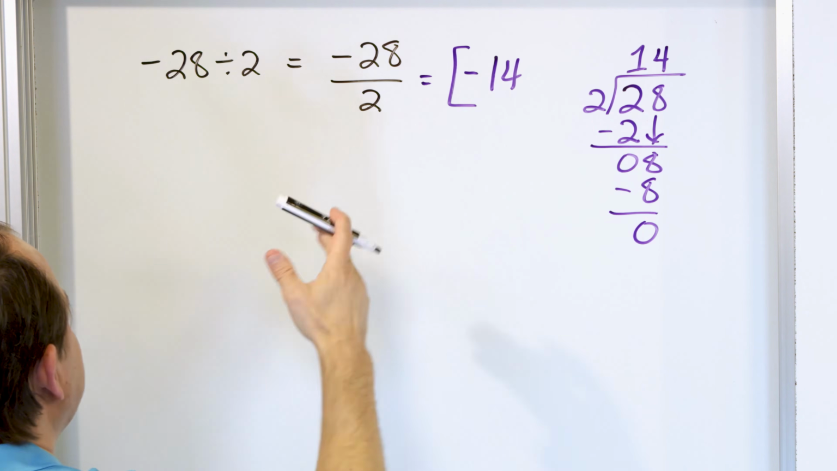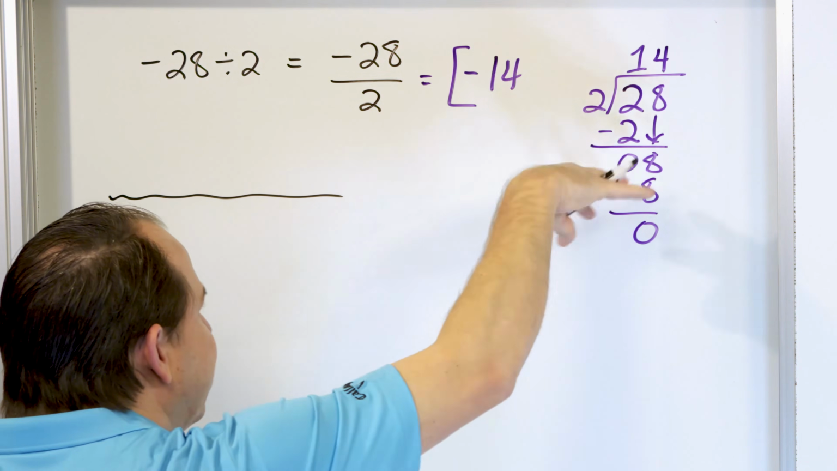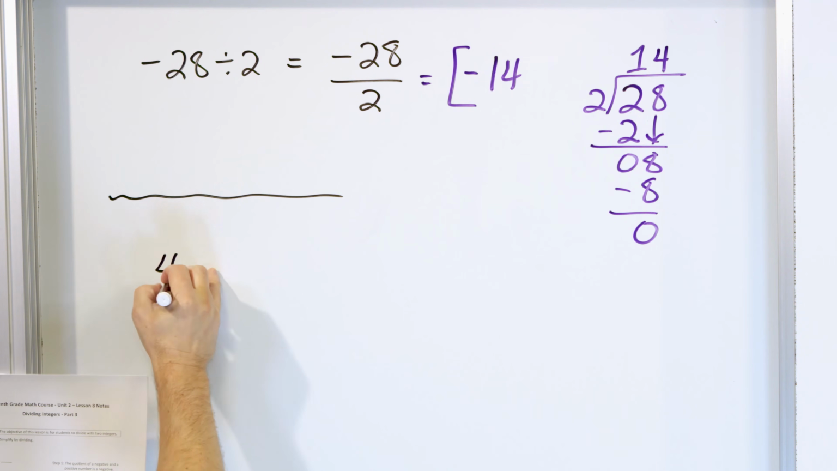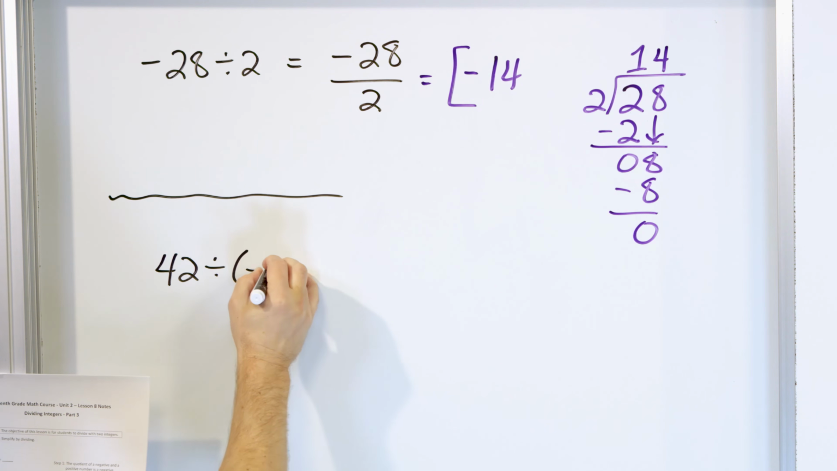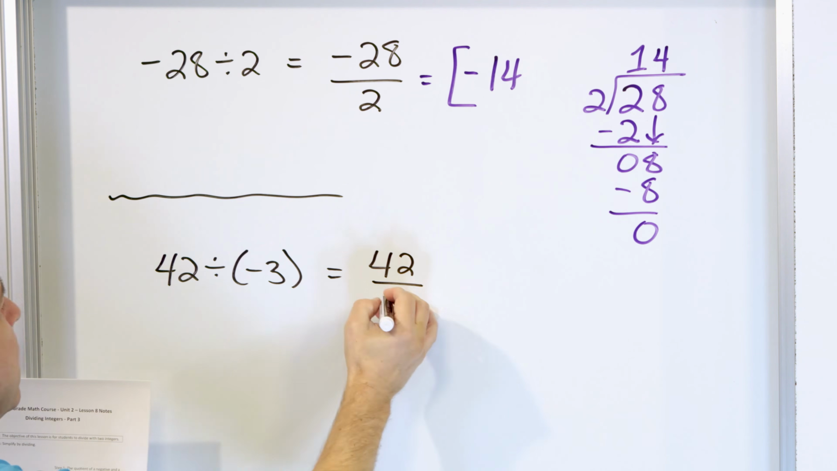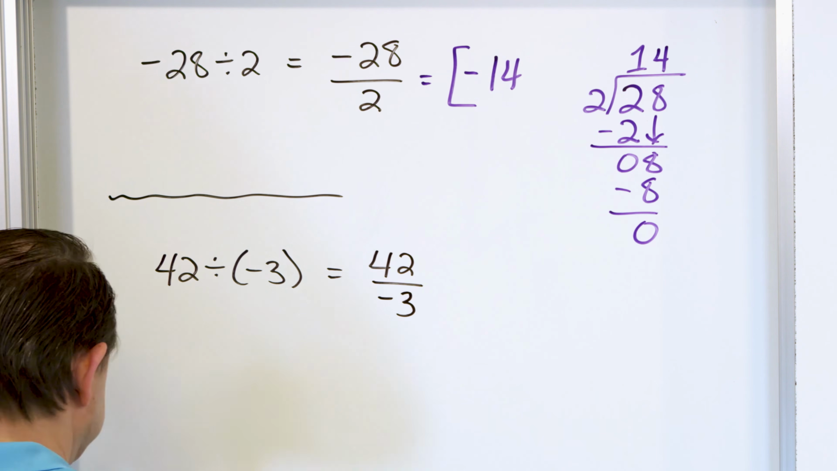There's going to be some side work. And for some of the problems, I'll do that side work. But eventually, I'll stop it because I'm going to assume that you know how to divide numbers. Let's take a look at 42. And let's divide it by negative 3. We're going to write that as 42 fraction bar divided by negative 3.